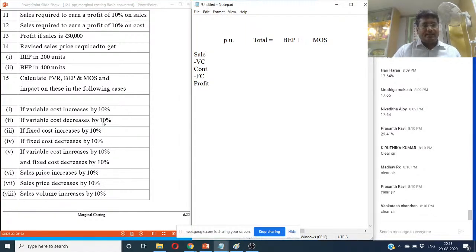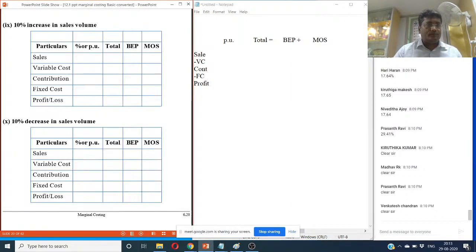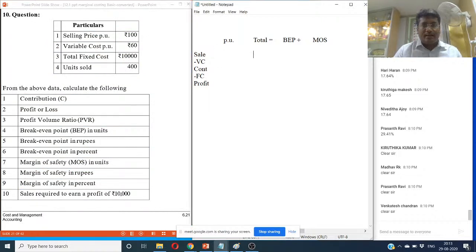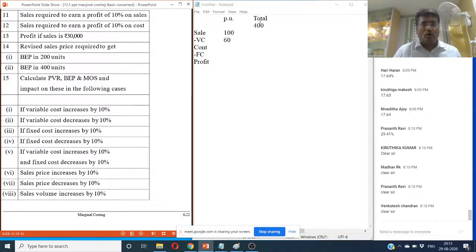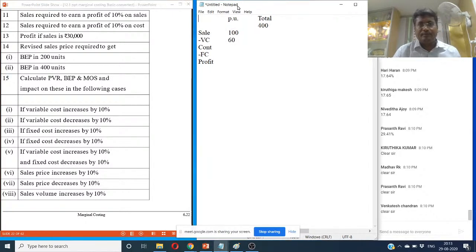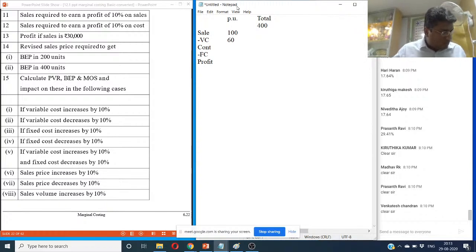Sales price increase means the current sales price is going to change. So the sales price is 100, variable cost being 60. Current number of units sold is 400. I have to explain the difference between sales price change and sales volume change. Once it is over, the topic is completely over.